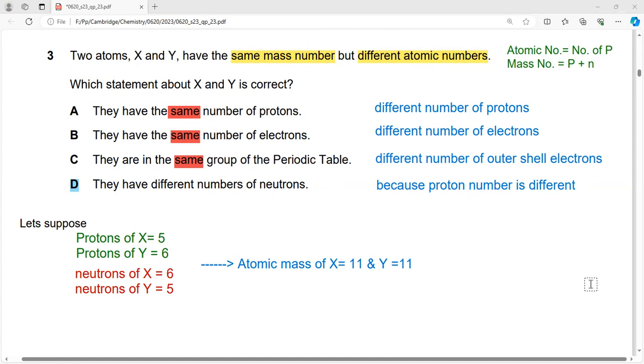Let's suppose, for example, they have different proton numbers, like X contains 5 protons and Y contains 6 protons. In the same way, if you take the same number of neutrons for X and Y, it's not possible to get the same atomic mass number. So in that way, you have to take different neutron numbers to get the same mass number. For example, we're going to take X as 6 and Y as 5 neutrons. If you add them together, 5 plus 6 is equal to 11 mass number. So that's why we have to take different neutron numbers to get the same mass number. So D is our correct option here.